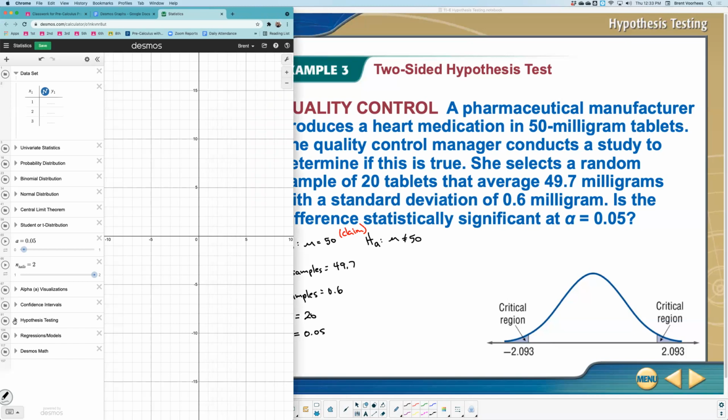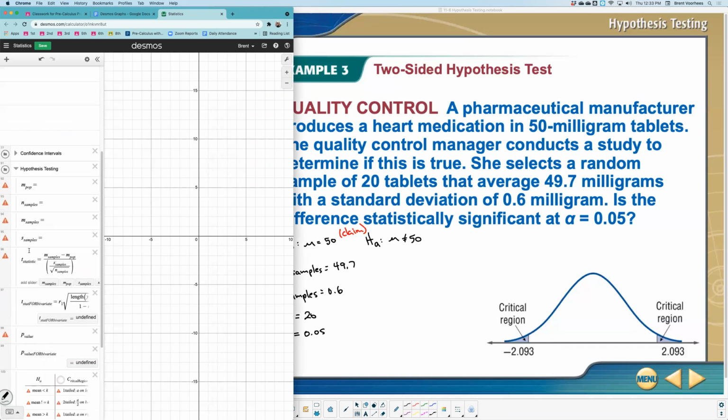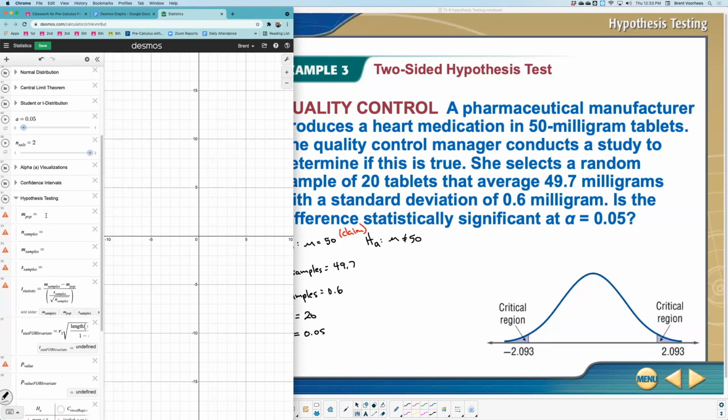My calculator froze here. Let's see if it'll wake up here soon. There you go. If you scroll down here, you can see if the alternative hypothesis is that the mean does not equal some value, you would call it two-tailed. And so that's what I have here. And I will type in my values.